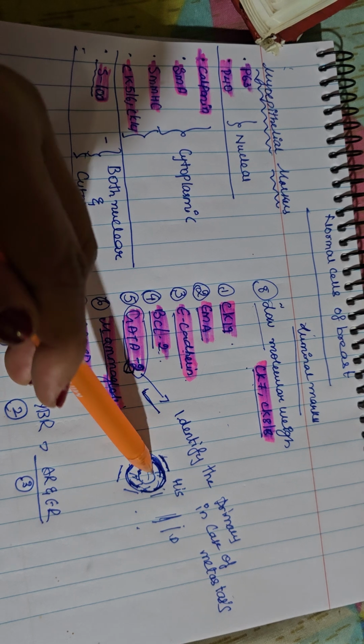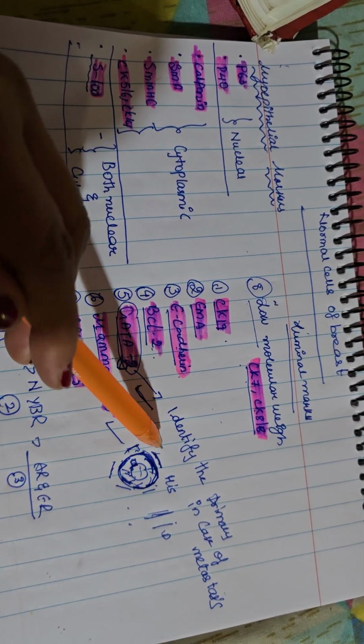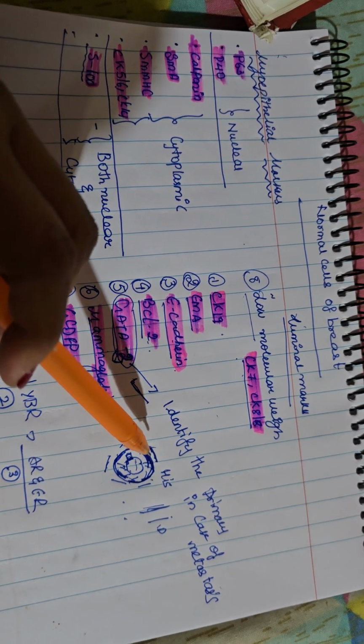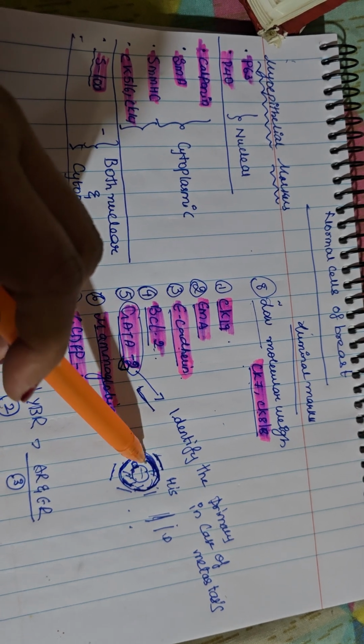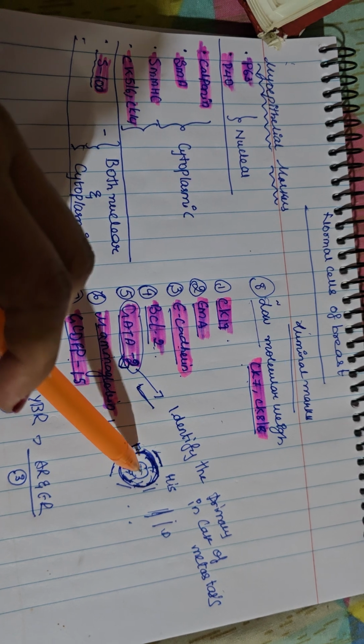Why are they luminal cells? Because these cells are located towards the lumen of the breast. The other type is myoepithelial cells, which are located around the lumen, that means far away from the lumen of the cell. Away from the lumen we call them myoepithelial cells, and towards the lumen we call them luminal cells.